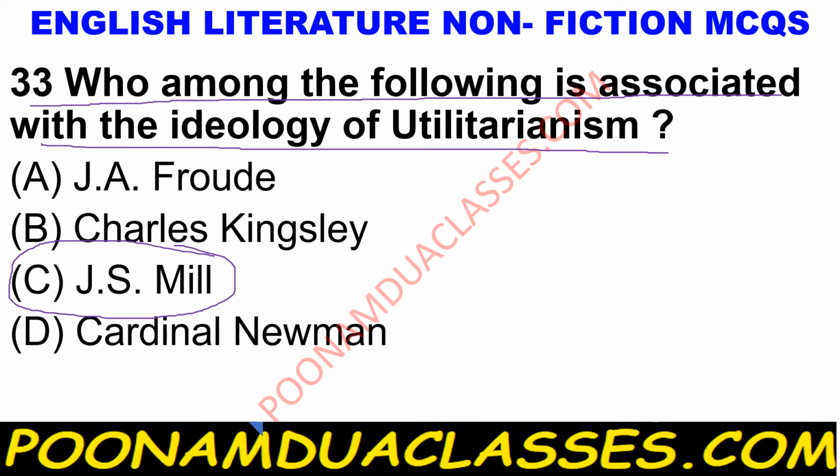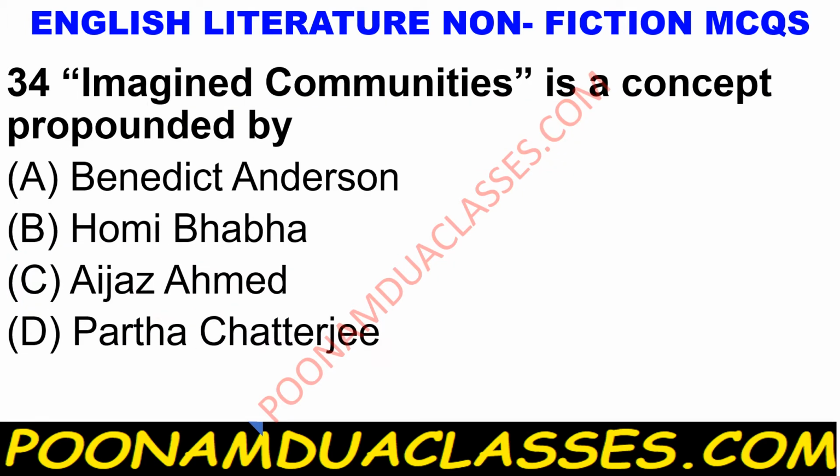J.S. Mill देखिए कैसे define करते हैं इसको. Mill defines utilitarianism as a theory based on the principle that actions are right in proportion as they tend to promote happiness, wrong as they tend to produce the reverse of happiness. कितनी अच्छी statement है ये देखिए. Actions are right in proportion as they tend to promote happiness, wrong as they tend to produce the reverse of happiness. में भी आपको ये statement आ जाए exam में. Mill defines happiness as pleasure and absence of pain. Complete definition of utilitarianism. Next question, question number 34.